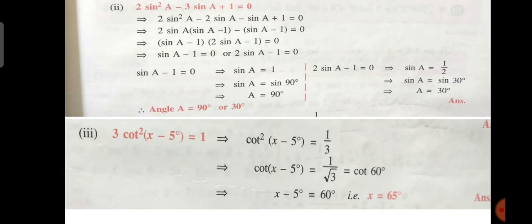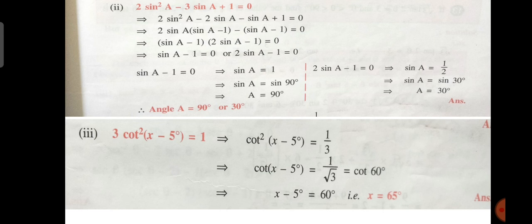This second one is given here. From that also, sin A minus 1 can be taken as common. Then either sin A minus 1 is 0 or 2 sin A minus 1 is 0. You will get A.